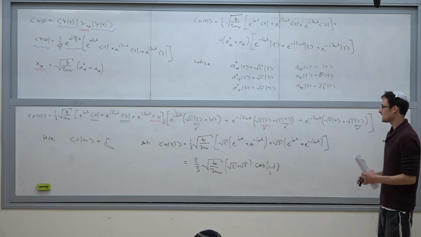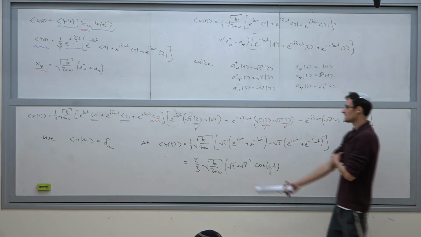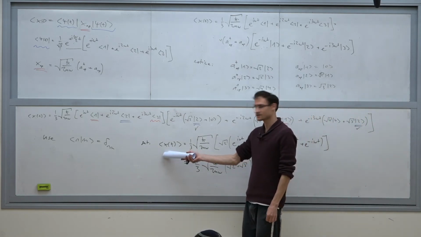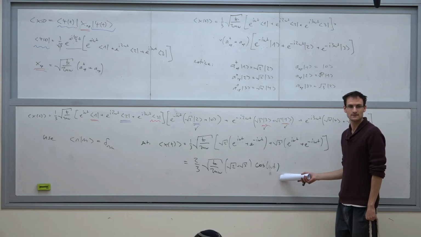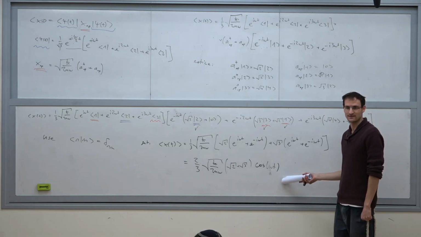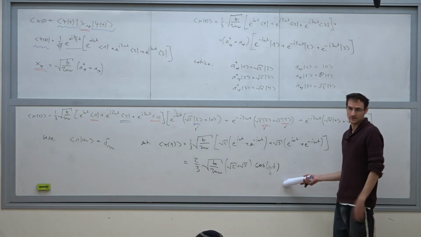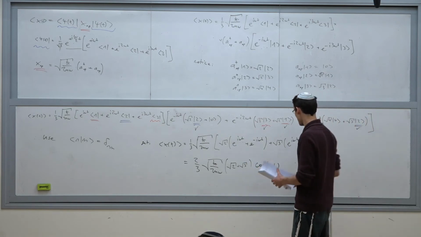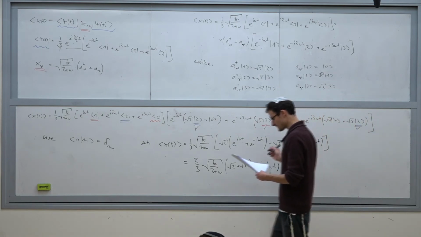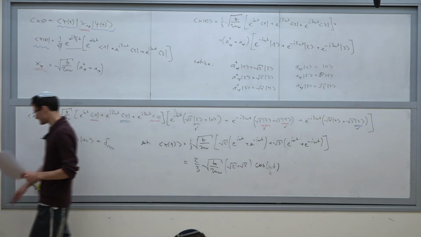That's it. I hope you're not surprised that the average position is a cosine. Because quantum mechanics on average is classical, right? And the classical motion of a harmonic oscillator is a cosine. Or a sine, whatever. That's not surprising. Questions about this?